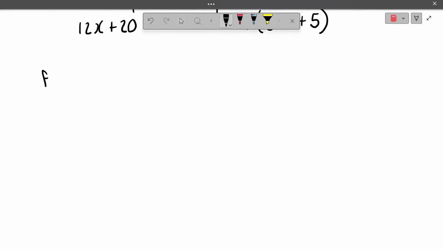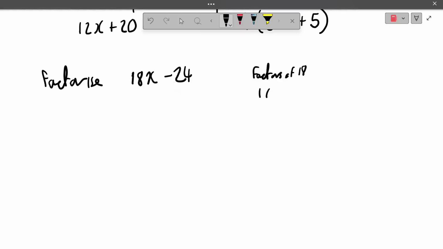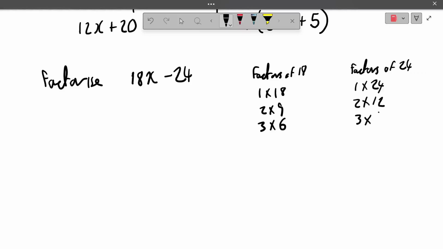So what about if I went factorise? Let's go for 18x minus 24. Well, we need the factors of 18. It is 1 times 18, 2 times 9, 3 times 6. And the factors of 24 is 1 times 24, 2 times 12, 3 times 8, and 4 times 6. The highest common factor between both of them is 6.